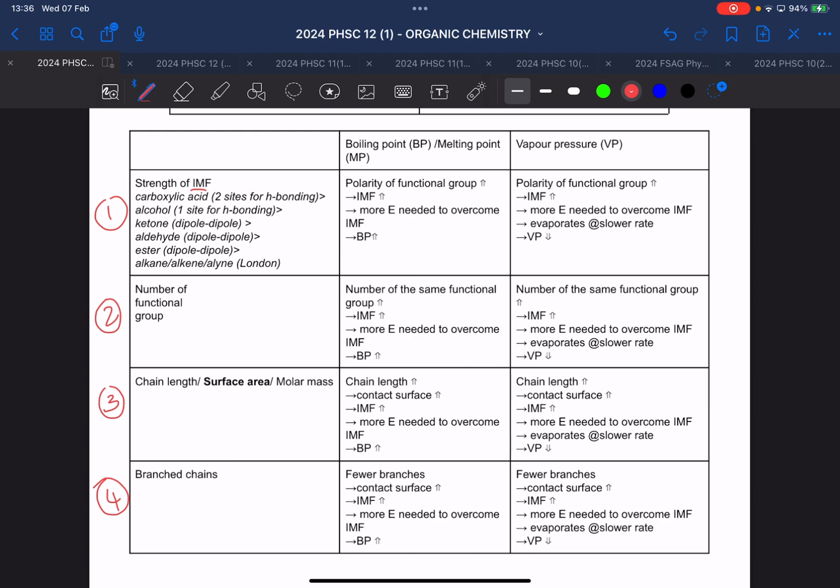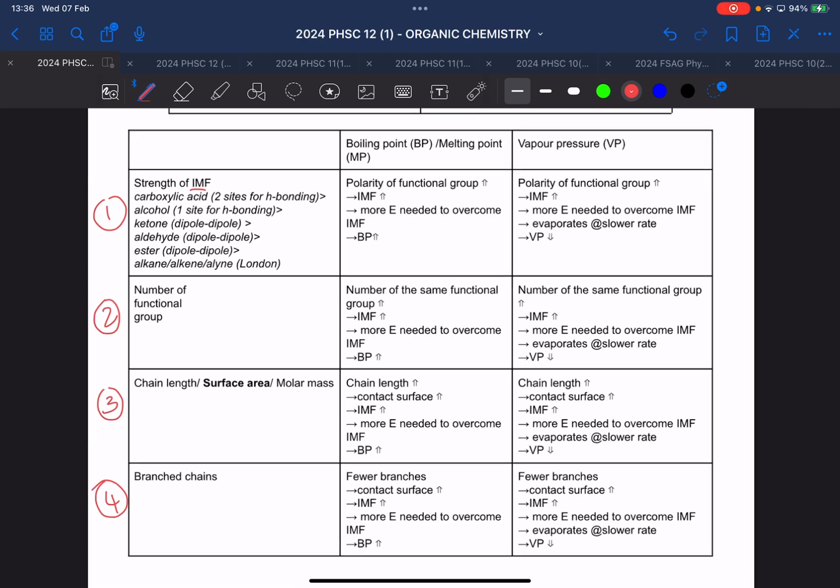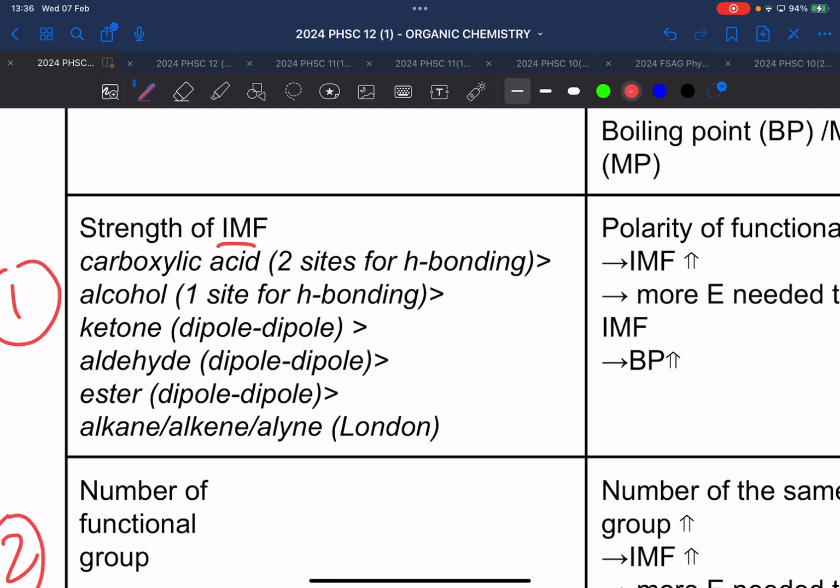Okay, so here I've summarized it a bit for you. Let's look at intermolecular forces. This is obviously organic chemistry, so we're only going to look at organic compounds like carboxylic acids, alcohols, ketones, aldehydes, esters, alkanes, and so on.